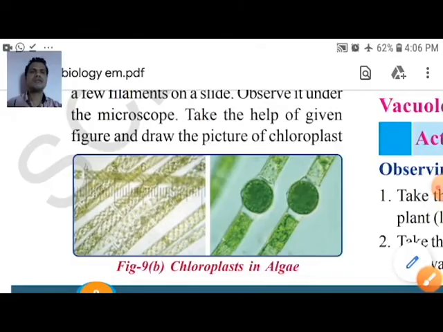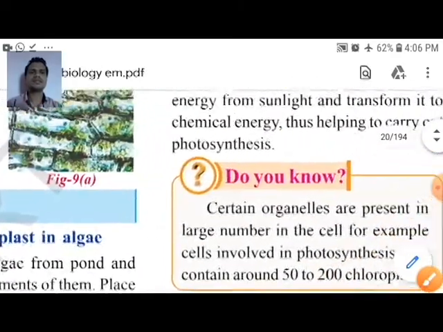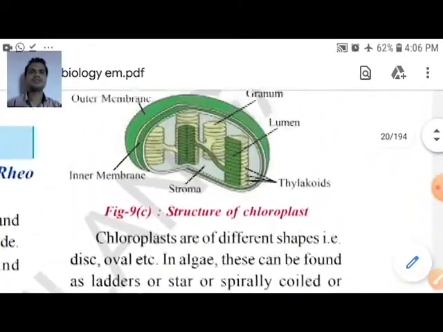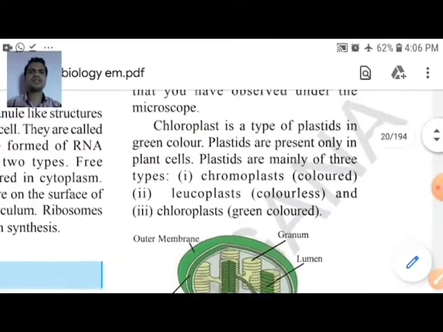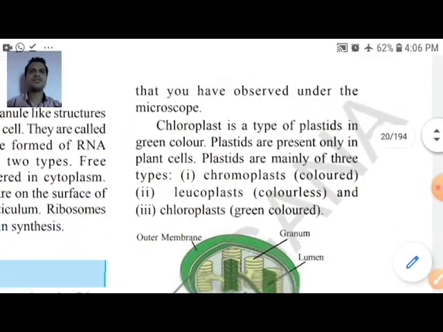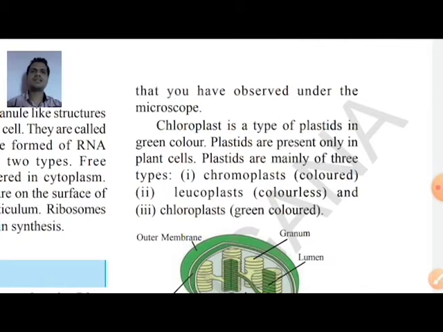Do they look like our grass? Yes. Now here, this is actually the structure of chloroplast. Now if you observe under the microscope, the chloroplast is a type of plastid that is present in the green color. Plastids are of different types. They are three. What are they?